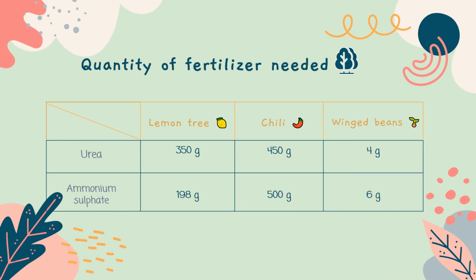Quantity of nitrogen needed for crops. The first crop is lemon tree. 350 gram of urea fertilizer were needed for lemon tree, while 198 gram of ammonium sulfate were needed for lemon tree. For the next crop, chili plant. 450 gram of urea fertilizer were needed for chili plant, while 500 gram of ammonium sulfate were needed for chili plant. Lastly, wing beans. 4 gram of urea fertilizer were needed for wing beans, while 6 gram of ammonium sulfate were needed for wing beans.